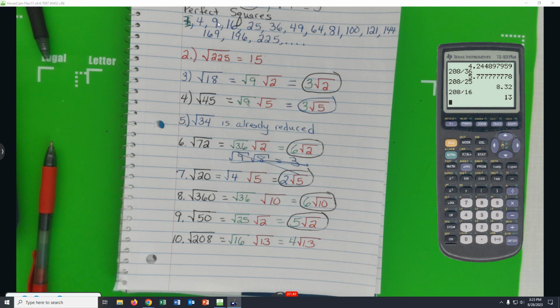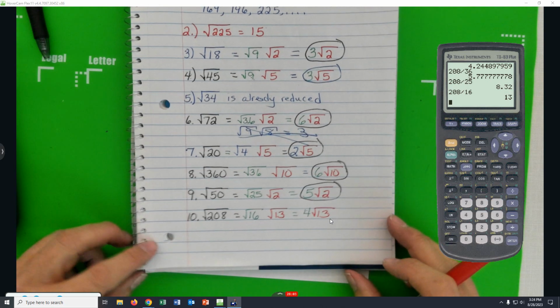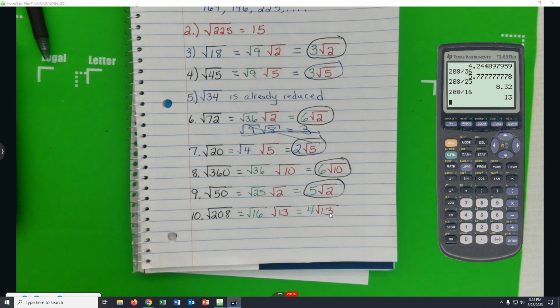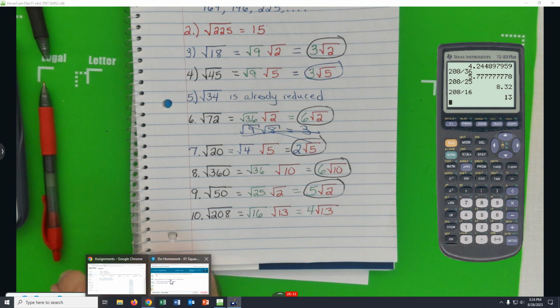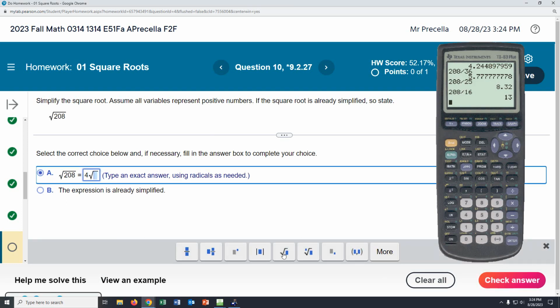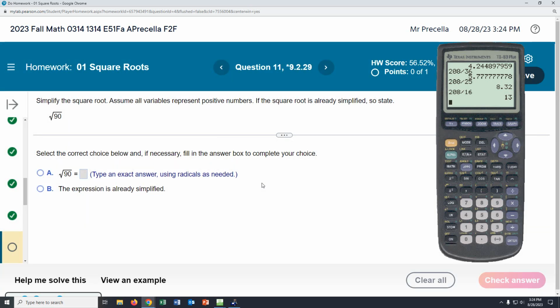So, notice 13. 9 doesn't divide evenly into 13. 4 doesn't. There's no perfect square factors of 13. That's why it's okay to leave 13 under the radical. Someone might ask, I thought you could have a big number under a radical. Sure you can. 13 has no perfect square factors. So, punch that in. And let's do number 11. So 4 square roots of 13. Any questions there?